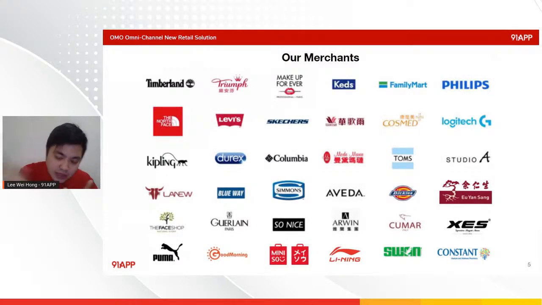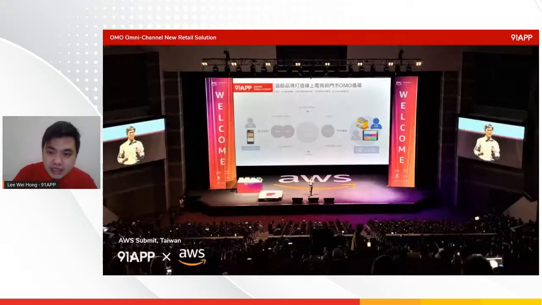And these are the brands that we are serving. In fact, they are brands of all sizes throughout Taiwan, Hong Kong, and Malaysia. And we are also a pure cloud-based solution.